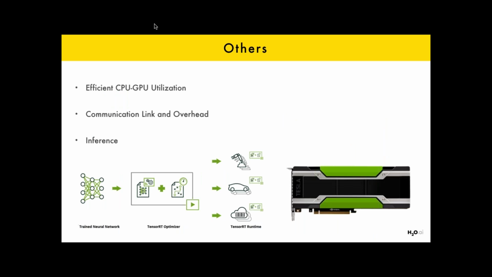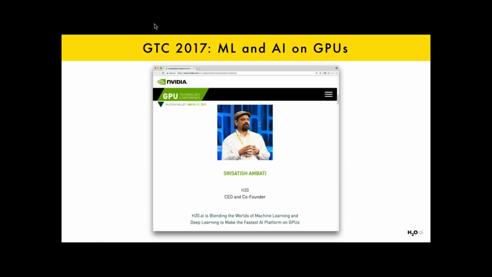NVIDIA is working on this thing called NVLink, which is going to make the communication between GPUs a lot faster. You can check that out. And you don't have to use GPUs for training. There are actually optimizers that help take a trained network and optimize for inference or scoring, both in terms of the software as well as the hardware.